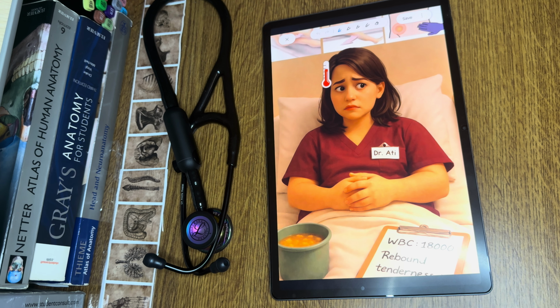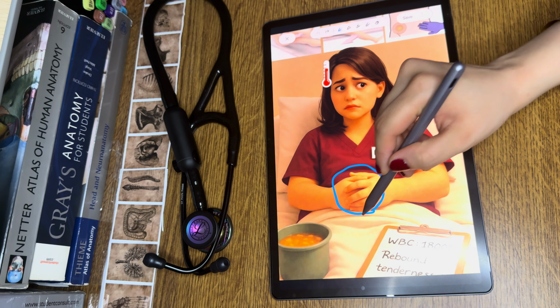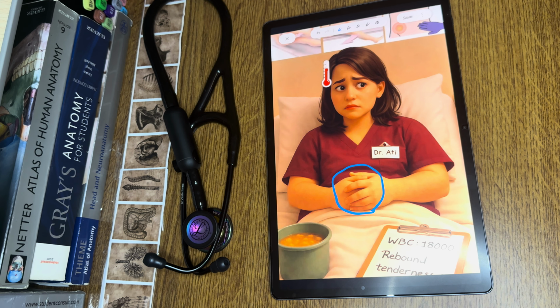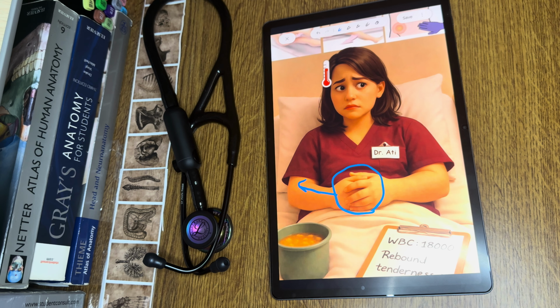First of all, we see that Dr. Ati looks very distressed and she is putting her hand on her abdomen to show us that she may have abdominal pain. So Dr. Ati comes to the emergency department with abdominal pain around the umbilical area, which gradually radiates to the right lower quadrant, meaning the lower right part of the abdomen.